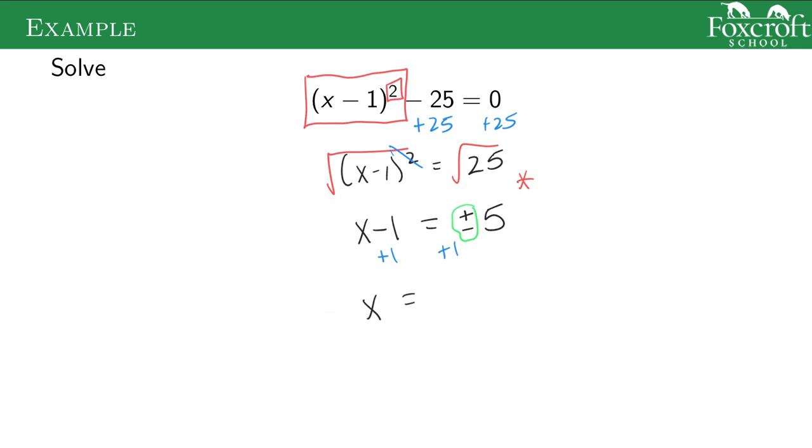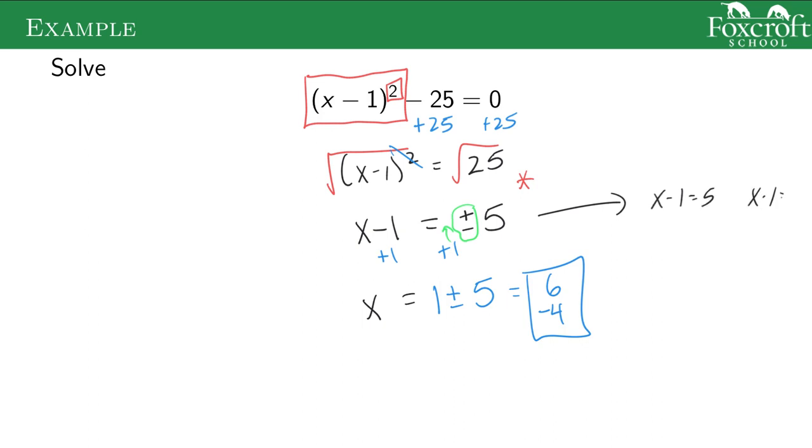So you can do it two different ways. You could just write the 1 in the front and then do the two options. So the two answers are going to be 1 plus 5 is 6 and 1 minus 5 is negative 4. So those are your two answers. The other way is to separate it into two separate equations and say this is x minus 1 equals 5, x minus 1 equals negative 5, and then solve them that way.